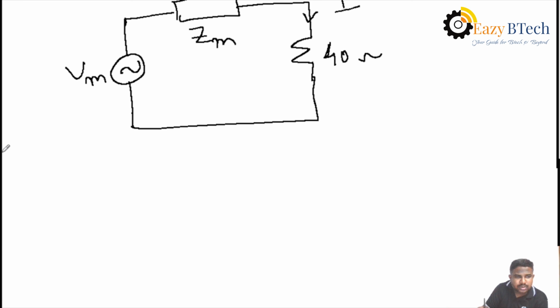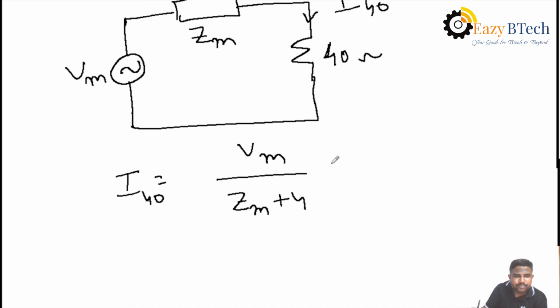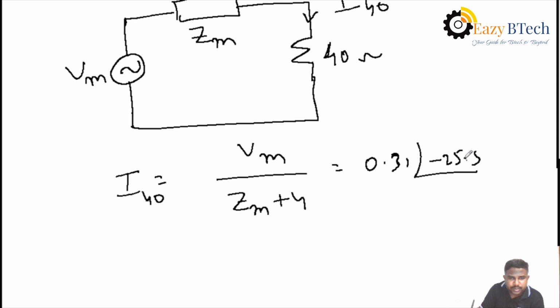Then simply, what is the formula here? Suppose the current passing through 40 ohms is taken as I40. Then I equals V by R, that is Vm by Zm plus 40. Then you can replace the values of Vm and Zm. Then the current passing through 40 ohms you will get here as 0.31 at an angle minus 25.81 degrees amperes. Okay, in this way, you can find the required value across the element here.